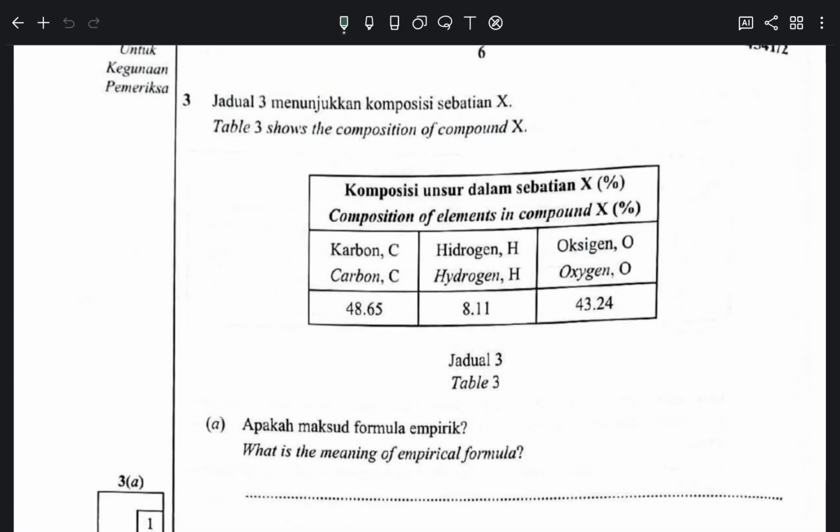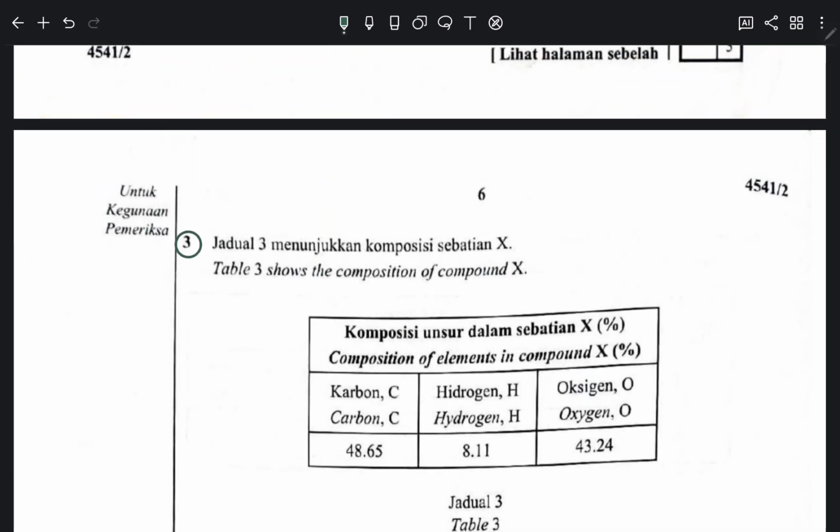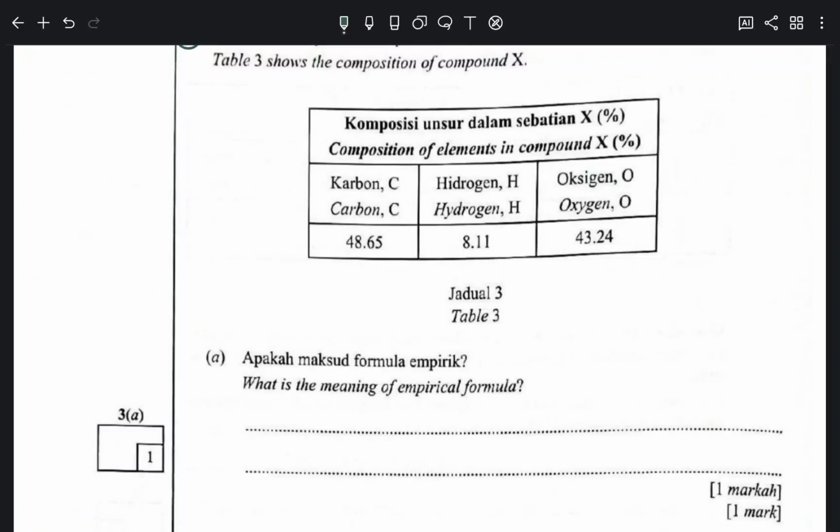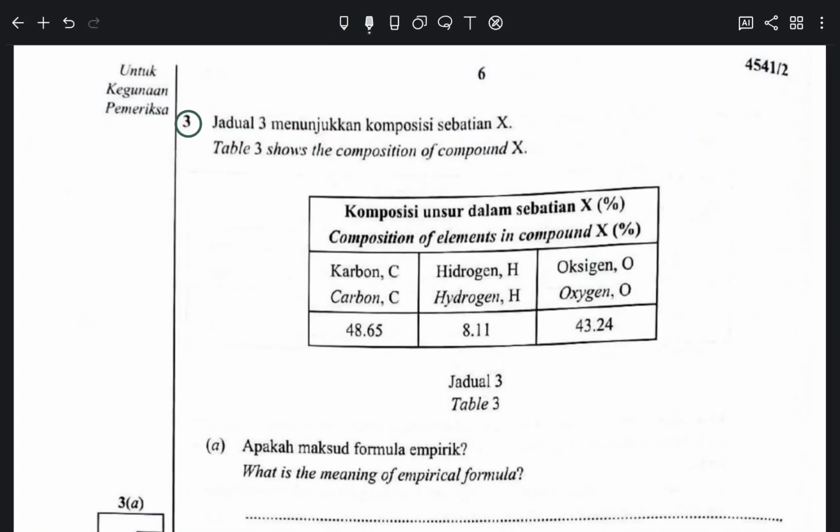Okay, so this third question is a bit famous. This question is similar to your textbook question. There is one question in your textbook similar to this question. Remember, if they give the composition in percentage, it doesn't mean it is in percentage. Actually, it is in gram. If you add all these three, you'll get 100. So if they give the composition in percentage, don't worry, it is just gram. They just didn't put gram, they just put percentage. So you just cut the percentage, put gram. That's it. It's correct.